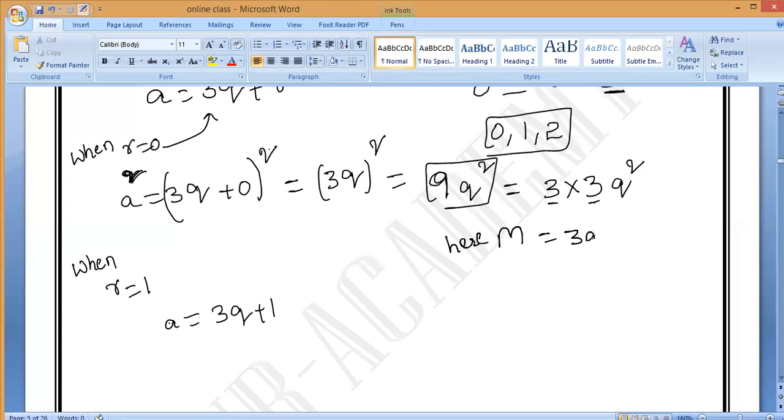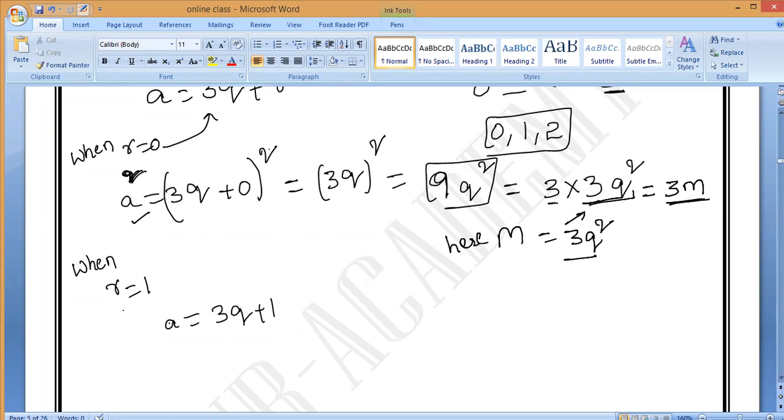Ma'am, here m is equal to 3q square. In place of 3q square, you substitute m. What is the equation? a square is equal to 3 into 3q square, that is, 3m, since m is equal to 3q square. So a square equal to 3m, we get one equation. Do you understand? Yes, ma'am.